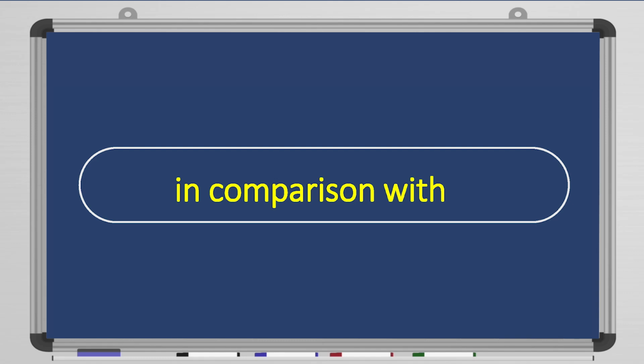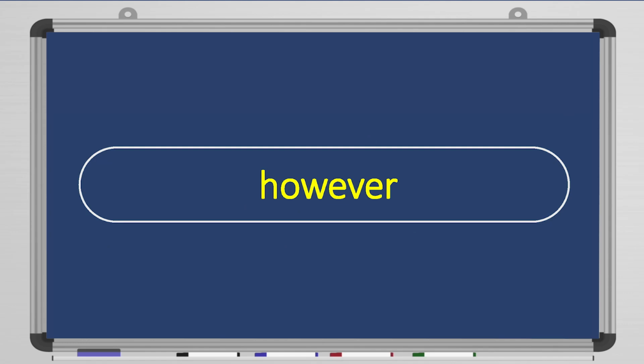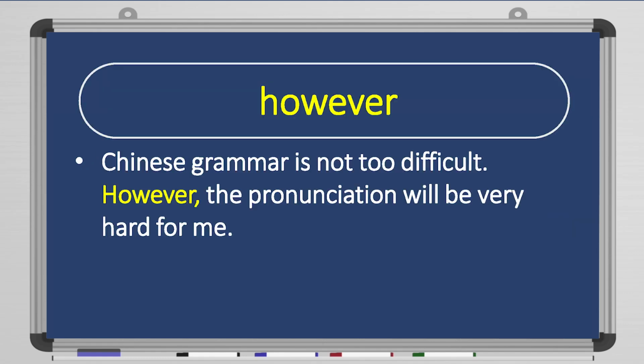And now, in comparison with, it's very clear from the name, you're going to compare one thing to another. So we can use it to say, in comparison with urban areas, rural areas are more peaceful and quieter. Very simple. However, it's very easy to use because we use it to show that something is different. Chinese grammar is not too difficult. So I'm saying it's a little bit easy. However, now you're going to pose a problem. Usually when we use however, we want to show that there's a difference or it's difficult for you. However, the pronunciation will be very hard for me.